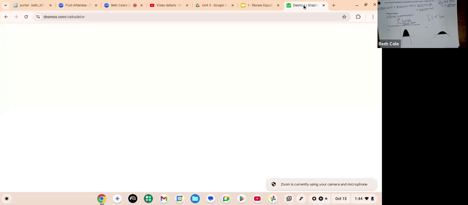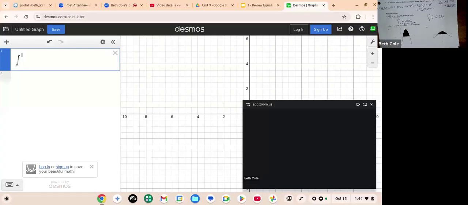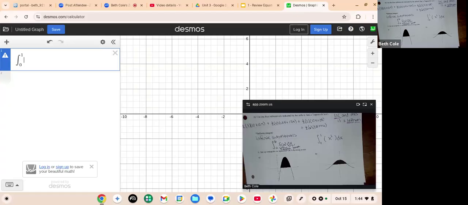Okay, do you know how to type an integral into here? INT, very good. See how it shows up? I'm going to do 0 to 1. Hold on. You need parentheses. x squared dx. It came out to 0.333333333. What does that mean? 1/3.